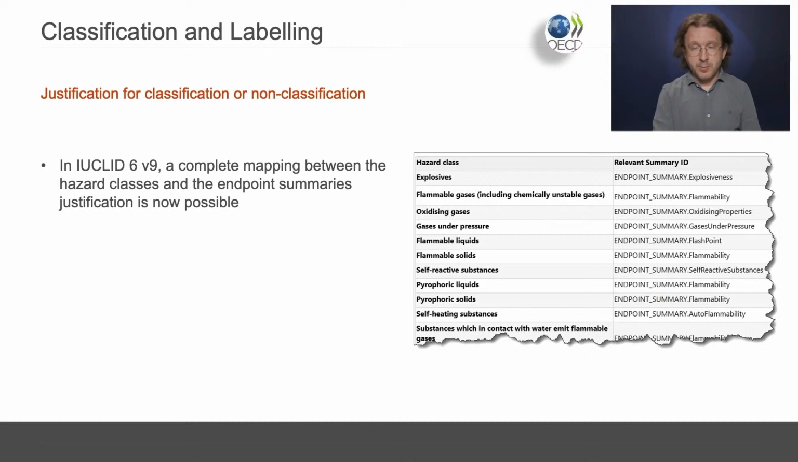With EUCLID 6 version 9, we now have a complete mapping between the hazard classes and the endpoint summaries to store the justification. So you can see on the right side of the slide an illustration of this. Each hazard class mentioned in the CLP regulation and the GHS now has a corresponding endpoint summary where more information about the outcome of the assessment of the hazard class can be stored.